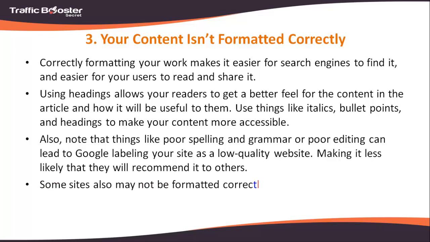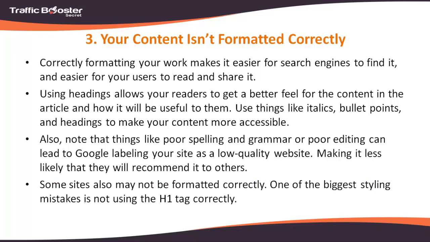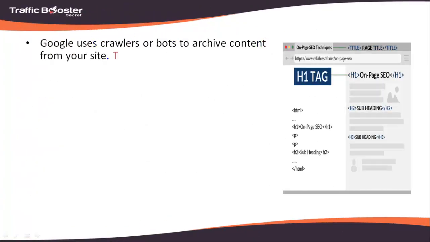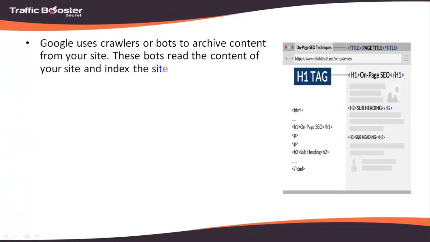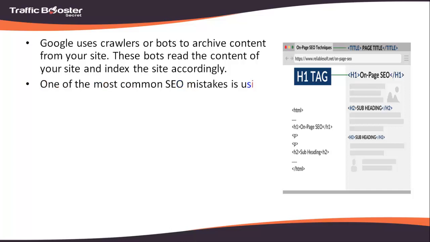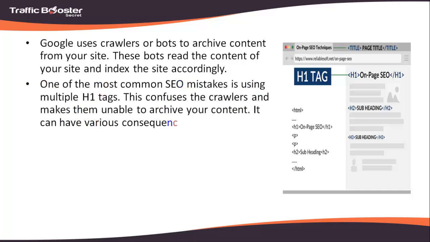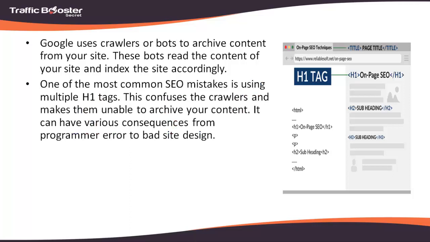Some sites also may not be formatted correctly. One of the biggest styling mistakes is not using the H1 tag correctly. Google uses crawlers or bots to archive content from your site. These bots read the content of your site and index the site accordingly. One of the most common SEO mistakes is using multiple H1 tags. This confuses the crawlers and makes them unable to archive your content.